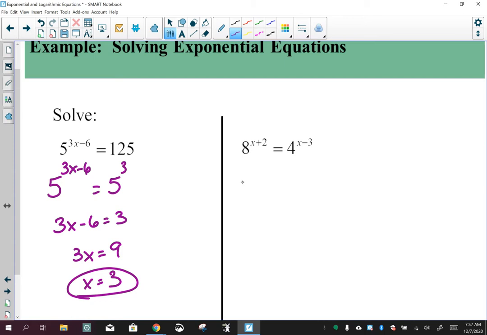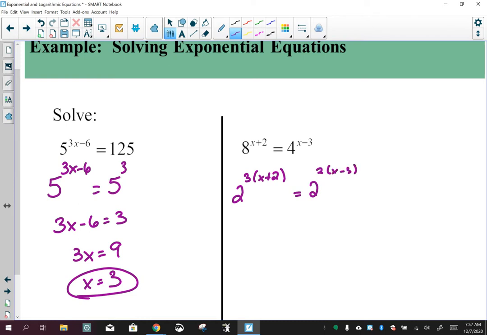So what I do is this. I'm going to take my 8, and 8 is really the same thing as 2 cubed. And then I still have that x plus 2 I have to deal with. That 4 is the same thing as 2 squared. And I still have that x minus 3 I have to deal with.